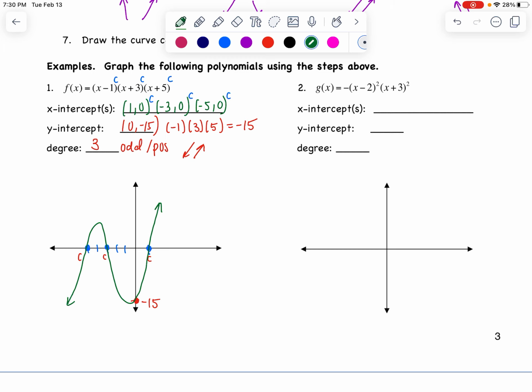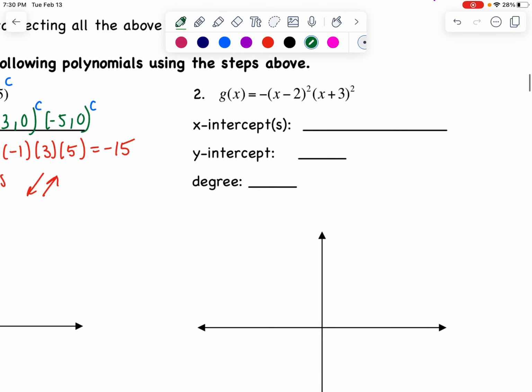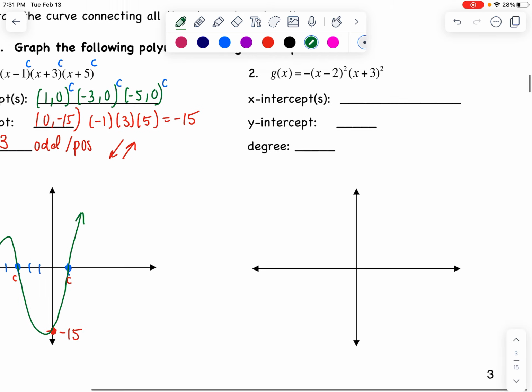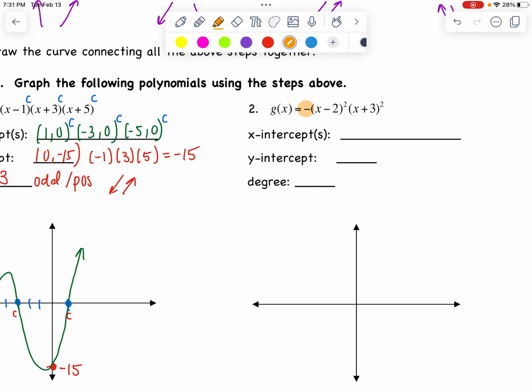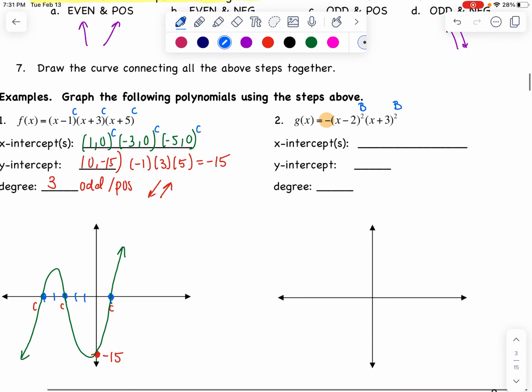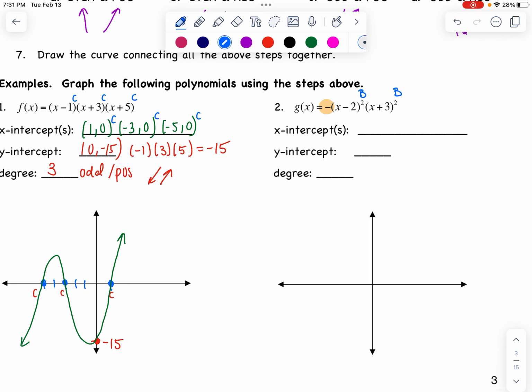Okay, let's go ahead and do number 2. This function says g of x is equal to a negative quantity x minus 2 squared times the quantity of x plus 3 squared. So in this case, there's different things going on. We first have a negative on the outside of that function, and then it looks like we have bounces, right? The squared tells us that we are dealing with a bounce, the quadratic or the even exponent, right? Our x-intercepts look like we're at 2, 0 and -3, 0. Again, these are both bounces.